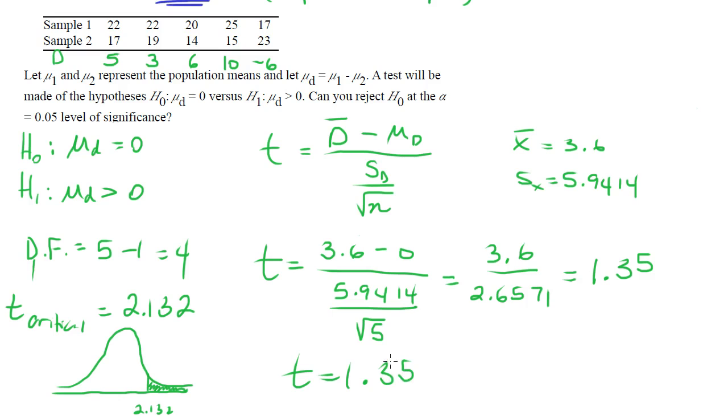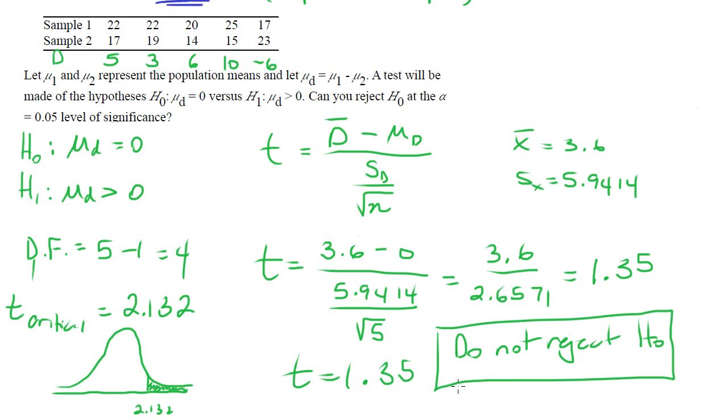I'm testing that to see if it's in my rejection region. 1.35 is not in this region. It's not greater than 2.132. So we do not reject H sub 0 at this level. Do not reject the null hypothesis.